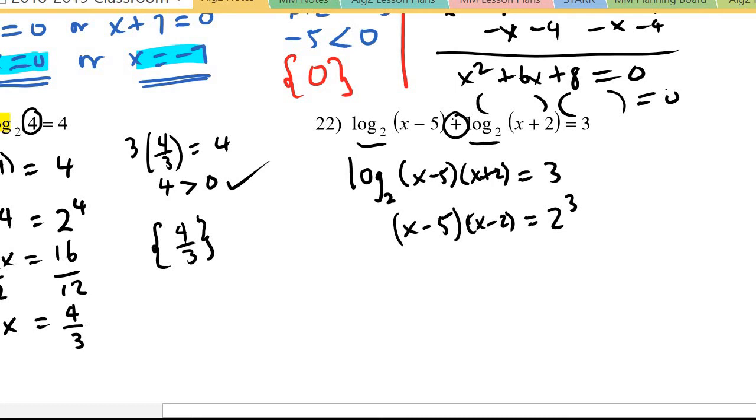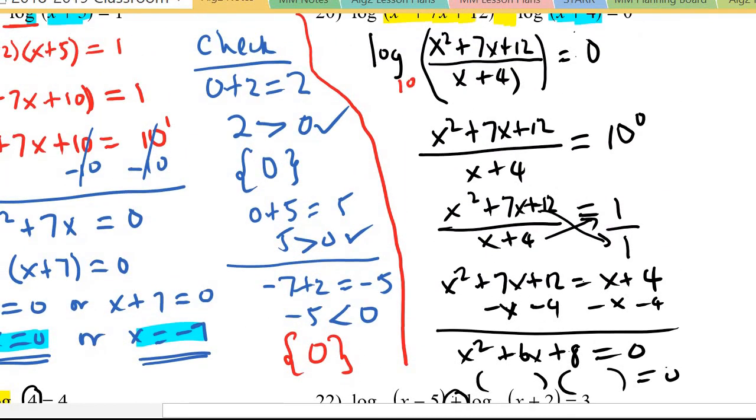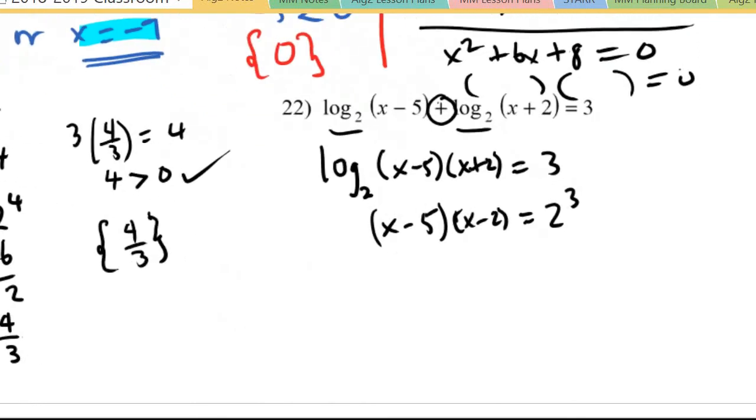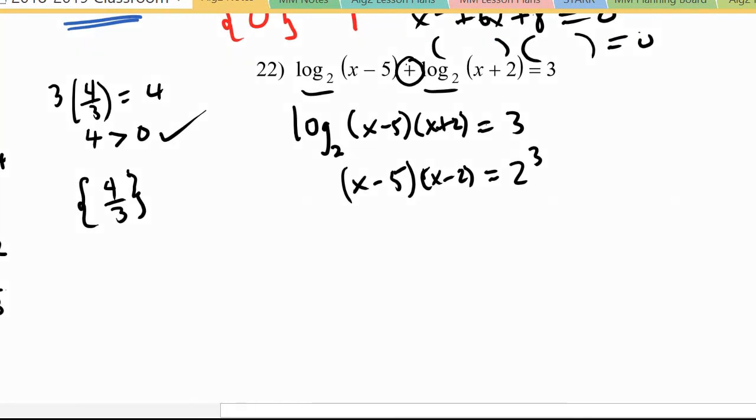Now you can do it just like number 19. Okay, maybe I'll lead you a little bit some more, just a little bitty. This is a plus right here. x squared plus 3x, because this is 2, and then this is plus 3x minus 10 equals 16. And then subtract 16 from both sides. x squared plus 3x minus 26 equals 0.